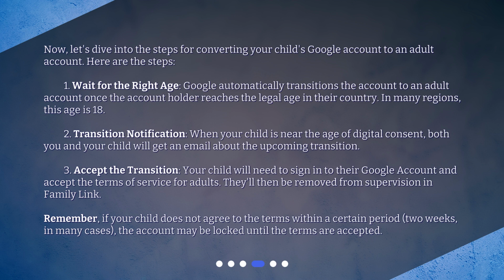2. Transition notification. When your child is near the age of digital consent, both you and your child will get an email about the upcoming transition. 3. Accept the transition. Your child will need to sign in to their Google account and accept the terms of service for adults. They'll then be removed from supervision in Family Link. Remember, if your child does not agree to the terms within a certain period, 2 weeks in many cases, the account may be locked until the terms are accepted.